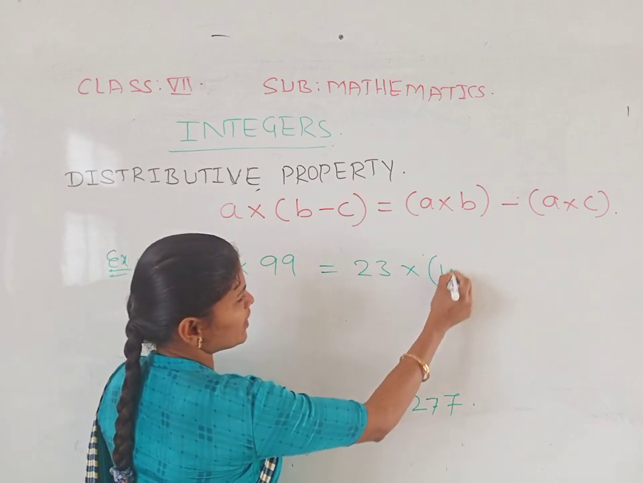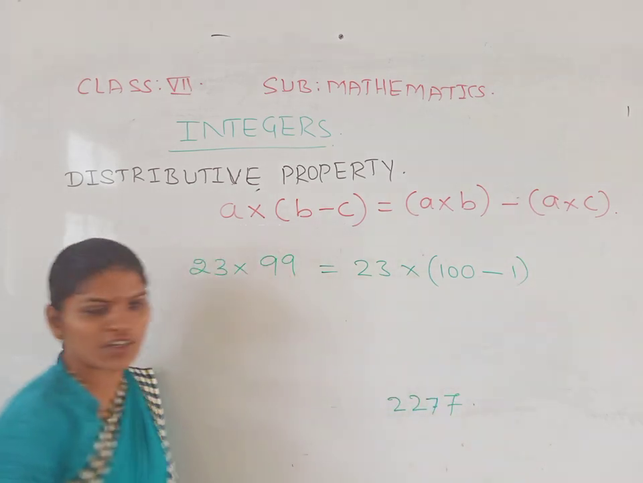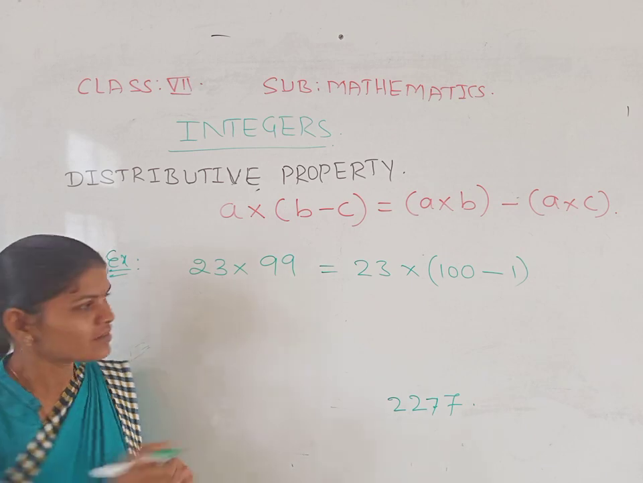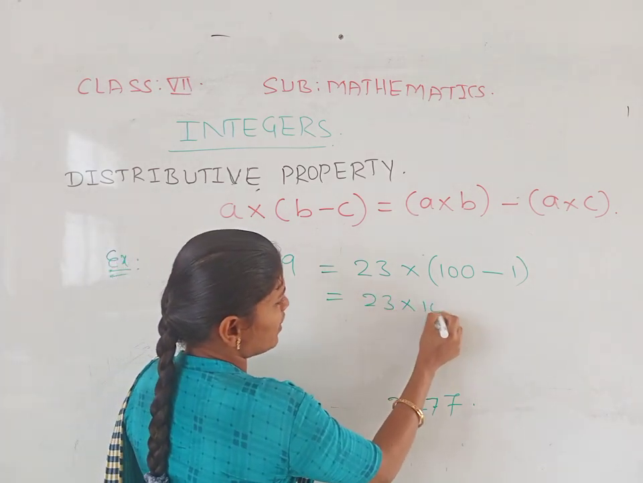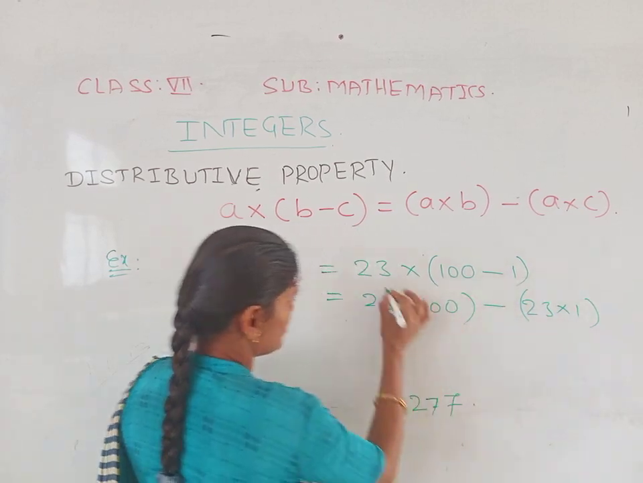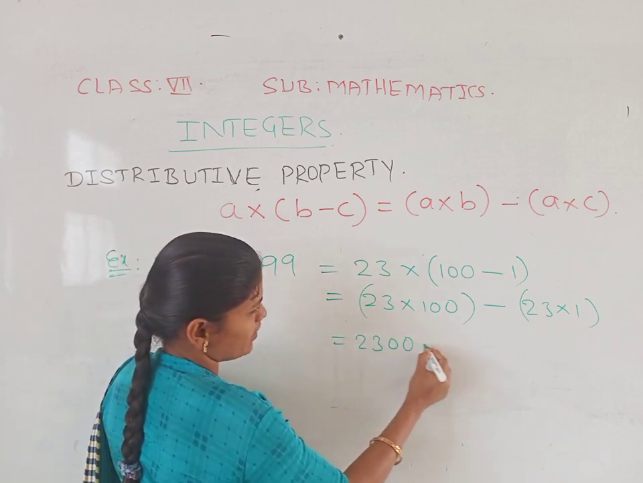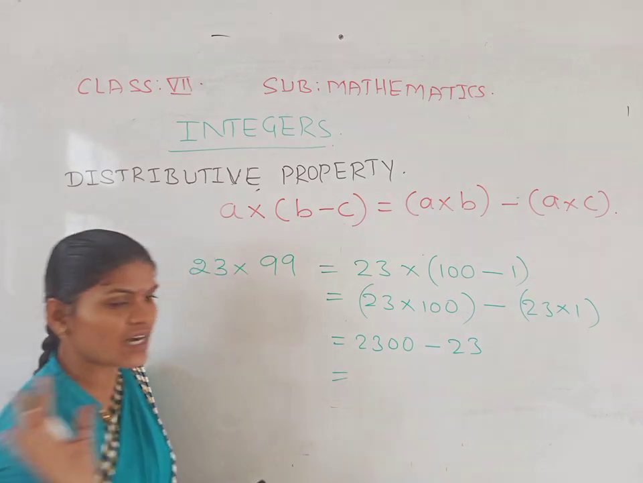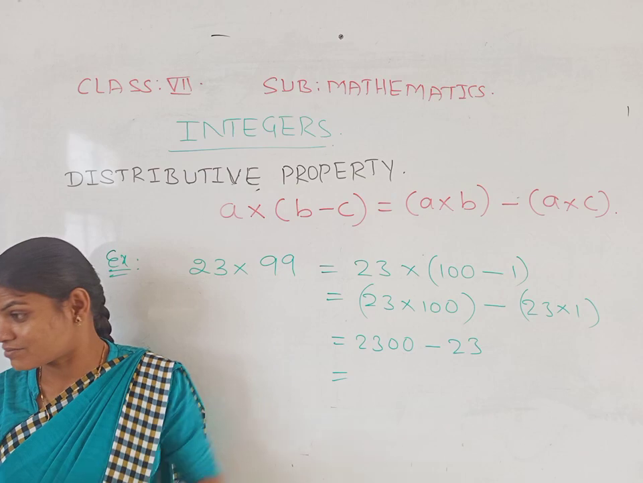23 into, I will split 99 as what? 100 minus 1. Is it possible? Yes, 100 minus 1 is also 99. Now we will write it as 23 into 100 minus 23 into 1, minus 23. Okay, now the task is in 2300 we have to subtract the 23.